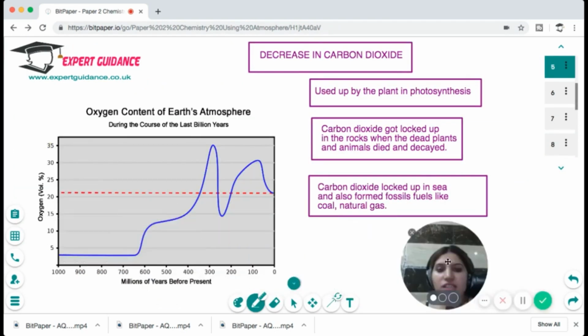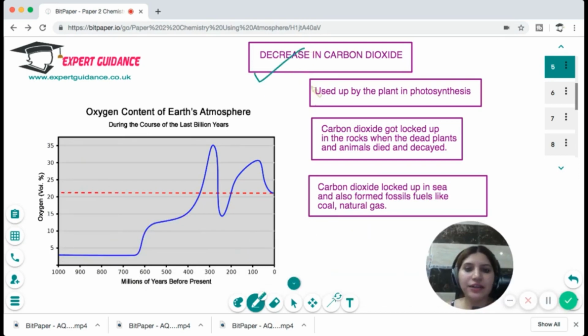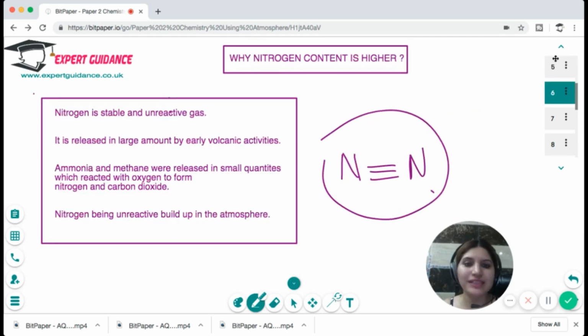Now, what has caused the decrease of carbon dioxide? The carbon dioxide was used up by the plants in photosynthesis. Carbon dioxide got locked up in the rocks when dead plants and animals died and decayed, and they formed sedimentary rocks and fossil fuels. Carbon dioxide locked up in the sea also formed fossil fuels like coal and natural gas. Okay, so you should be able to write in the exam how the oxygen concentration increased and how carbon dioxide concentration decreased. And this gives rise to the present state, which is 78, 21, and 1.